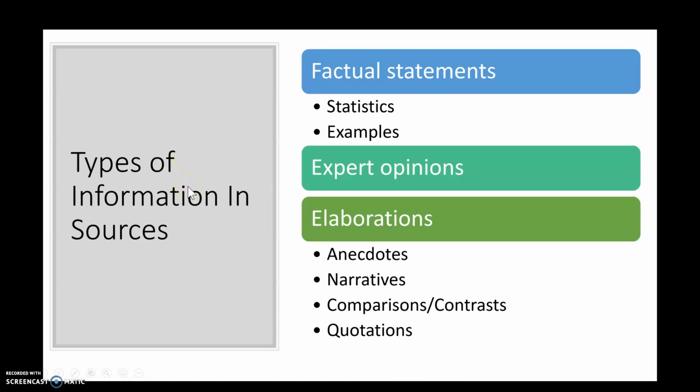So we also want to talk about some types of information in sources. These apply to all the different kinds of sources that we talked about earlier, but they might apply in different levels. Factual statements are just facts. These are data, statistics, and often examples. Expert opinions are, well, expert opinions. They're information provided by an additional source that has theoretically more knowledge or expertise in the field than the writer does, or to support the writer's expertise and knowledge. Elaborations refer to anecdotes, narratives, comparisons and contrasts, or quotations. These are additional information that you use to support an example or point and illustrate it to make it more appealing or more effective.